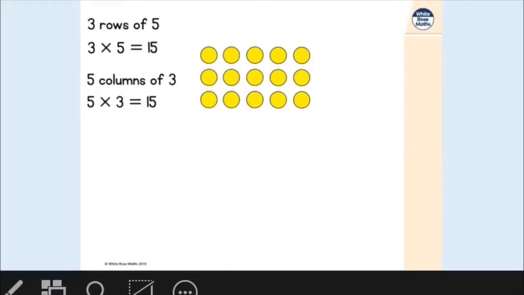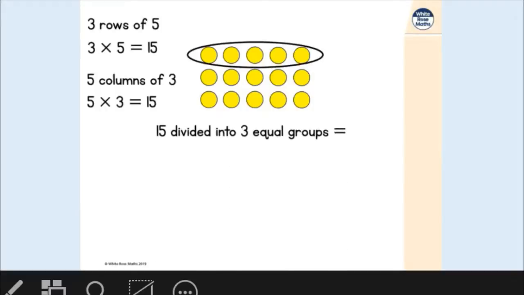Can we see how we can divide by 3? Let's use the rows to divide by 3. I've divided 15 by 3 there, haven't I? I've made 3 equal groups, and I've just circled one of them. The rows make the equal groups. So we've now done 15 divided by 3. 15 into 3 equal groups, and we can see the answer is 5.